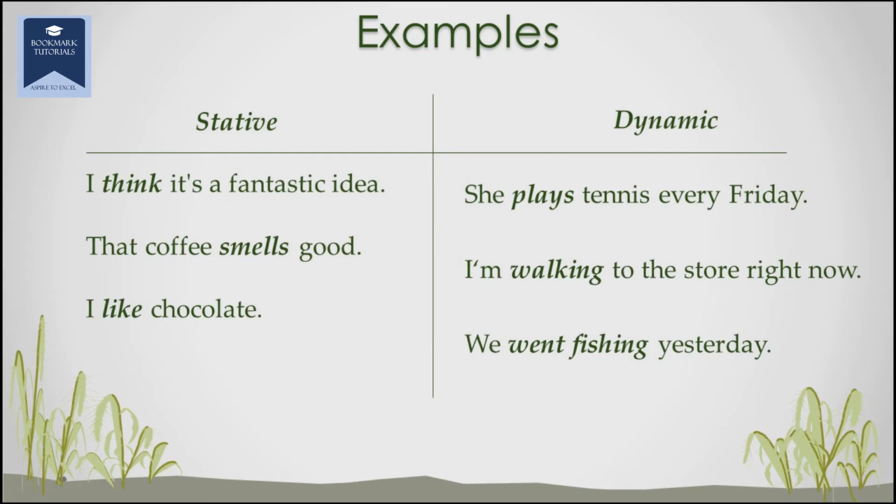Let's look at some examples of stative and dynamic verbs. I think it's a fantastic idea. That coffee smells good. I like chocolate. She plays tennis every Friday. I'm walking to the store right now. We went fishing yesterday. Let's keep in mind that stative verbs cannot be used in ing form and only dynamic verbs can be used like that.